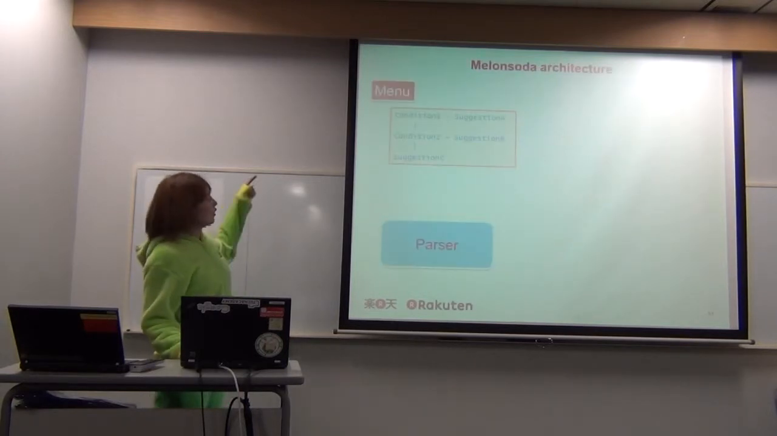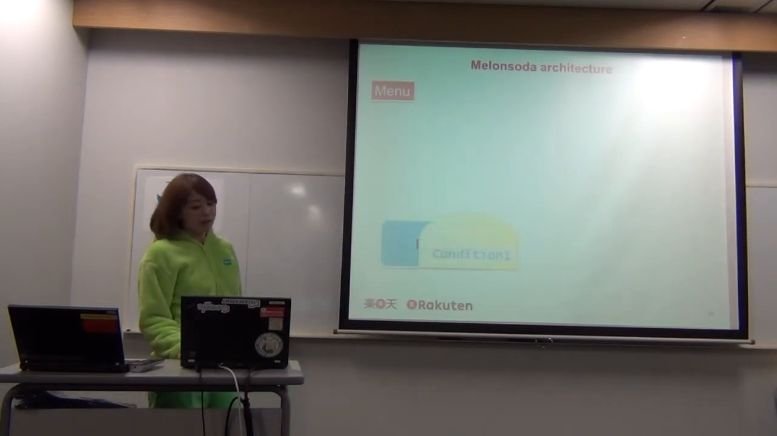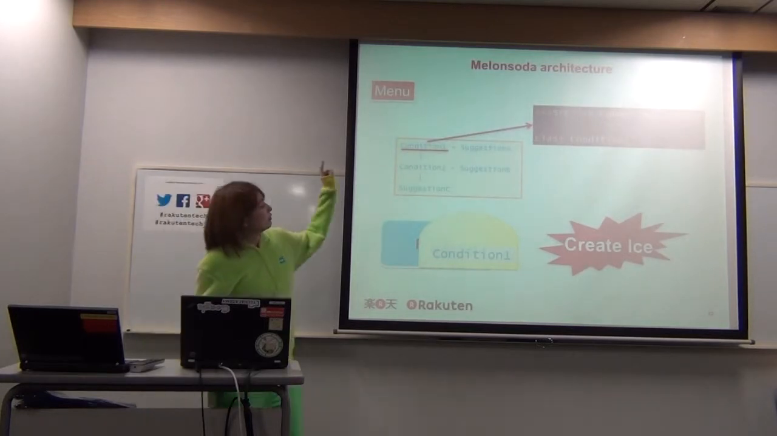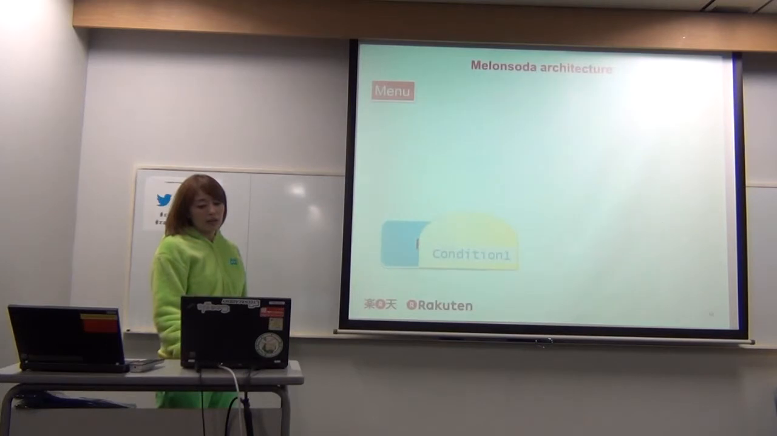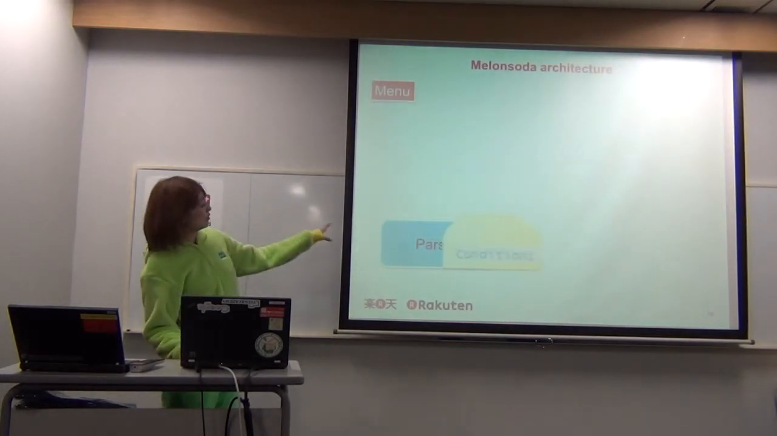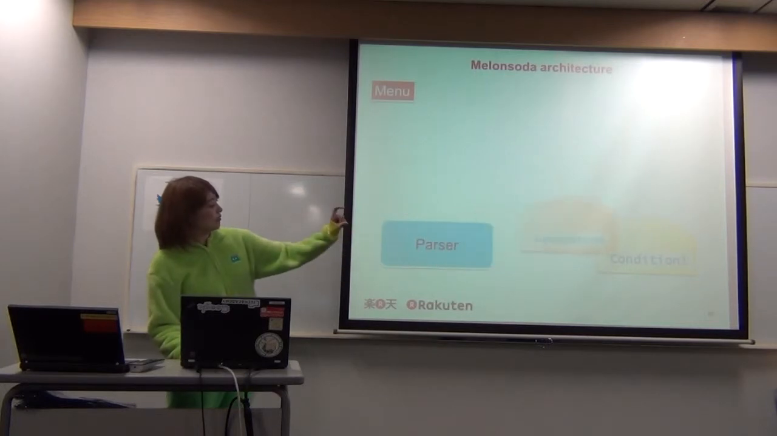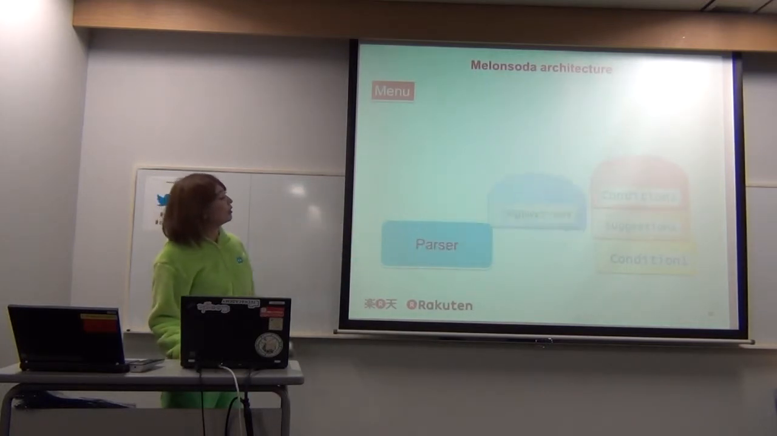First, we pass the menu to the parser. And the parser creates ICE. We name the class ICE. And the parser puts the ICEs into this order, like condition 1 and suggestion A, and condition 2, suggestion B, suggestion C, like this.